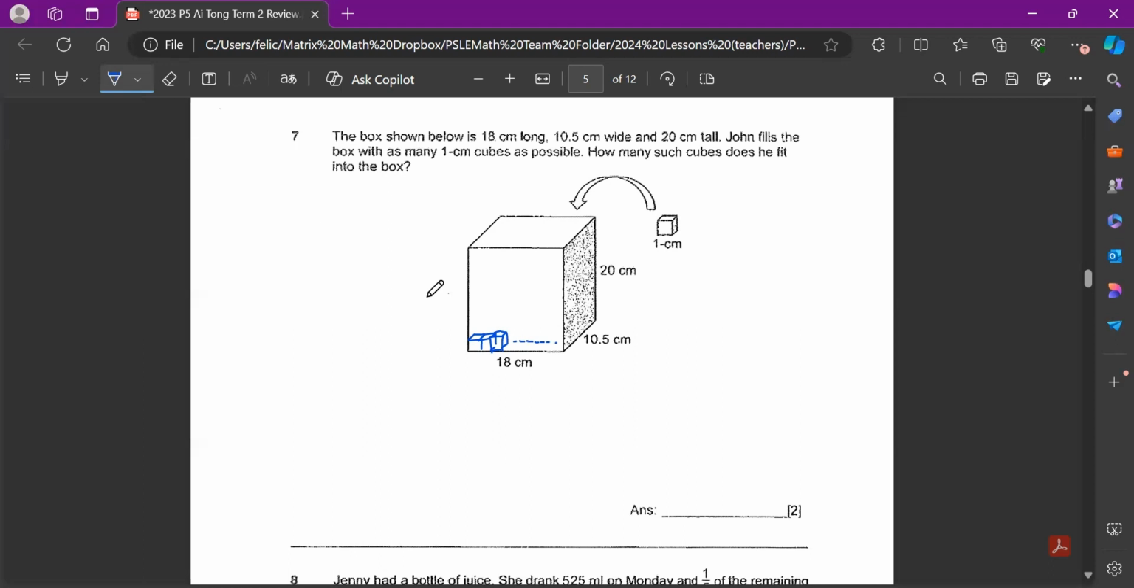I'm trying to find out how many cubes I can fit along the 18 cm. So this is where you realize that every small cube is 1 cm, 1 cm, 1 cm, right? To find out how many 1 cm along the length, you will have to do 18 cm divided by 1 cm. Luckily this one has no remainder, 18 cubes along the length. This is what it means when you do the division. So you should be starting off with a division step.